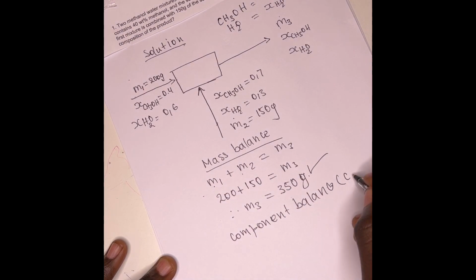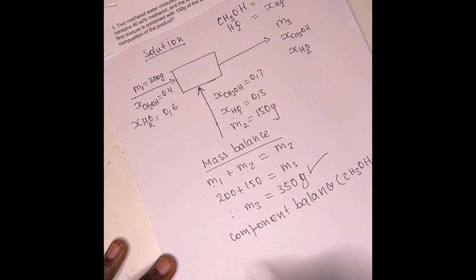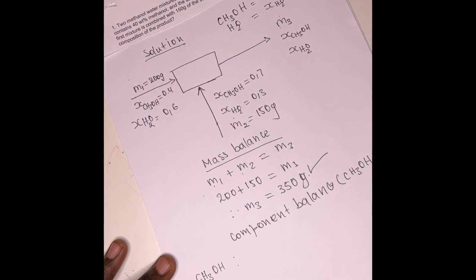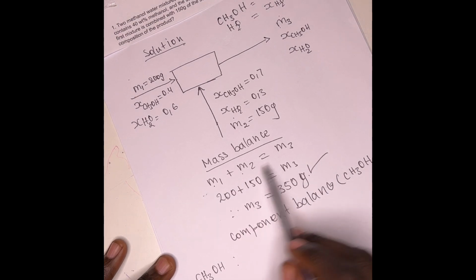It's going to be for methanol. I'm sorry guys, not benzene, it's methanol, which is CH3OH, and then we're going to have one for water, right? So from here I can start with anyone you want. I can start with methanol. So I'm doing the component balance of methanol. I'm going to follow this equation.